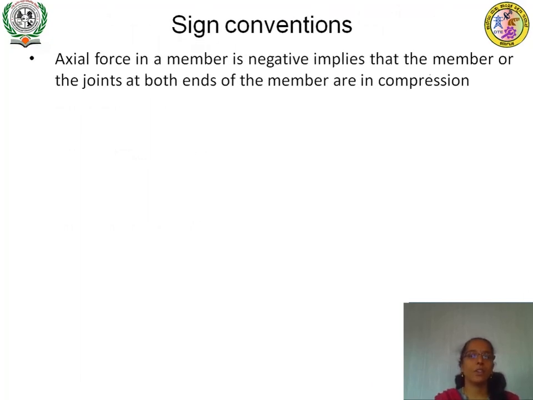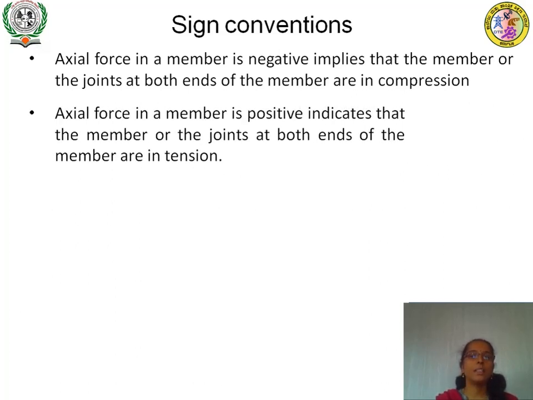Sign convention: if the axial force in a member is negative, it implies that the member, or the joints at both ends of the member, are in compression. Similarly, if the axial force in a member is positive, it indicates that the member, or the joints at both ends of the member, are in tension.